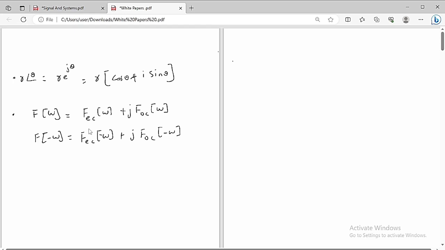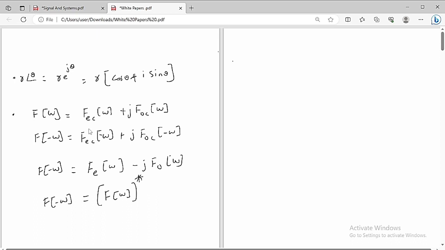So definitely this is the even part and this is the odd part. So it will become again f even of omega, and it will become minus j f odd of omega. This part I already told you. So f of minus omega, what is this? It is nothing but f of omega whole conjugate. That's it. So f of minus omega is equal to f of omega whole conjugate.